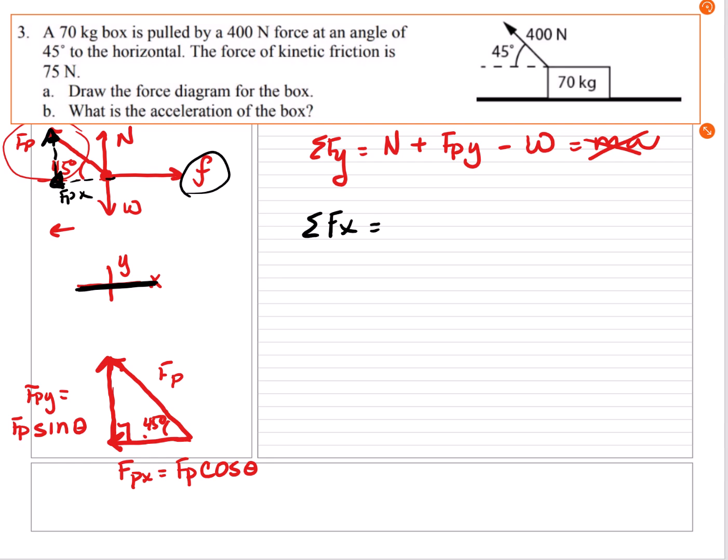The direction you are moving, you want to make positive. So FPX will come first, minus friction, because friction is going in the opposite direction. This is equal to MA. MA is not equal to 0 because we are looking for acceleration. The reason we make the direction we move in positive is that it accounts for the sign in m times a.